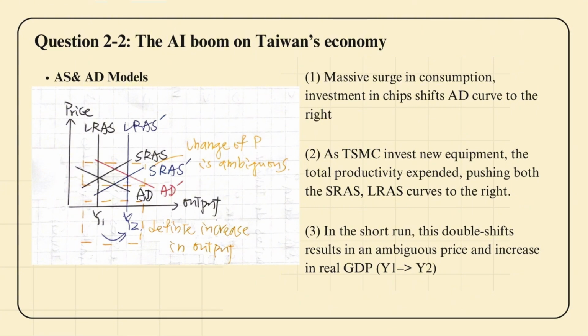As for the price level, while the higher demand pulled the price up, the increased supply helped offset that. Therefore, the net impact on the price level is theoretically ambiguous, allowing Taiwan to achieve a perfect combination of a high growth rate but with stable inflation at the same time.